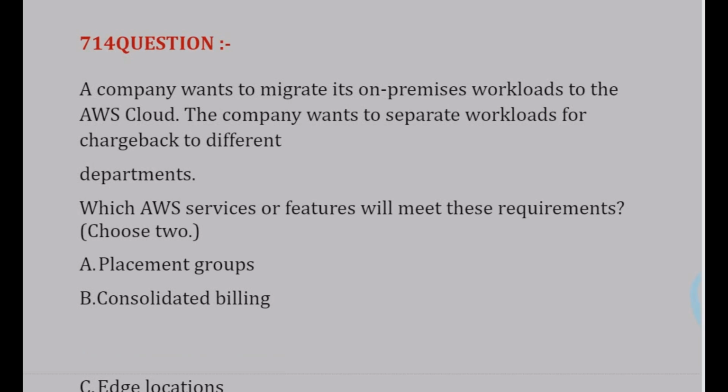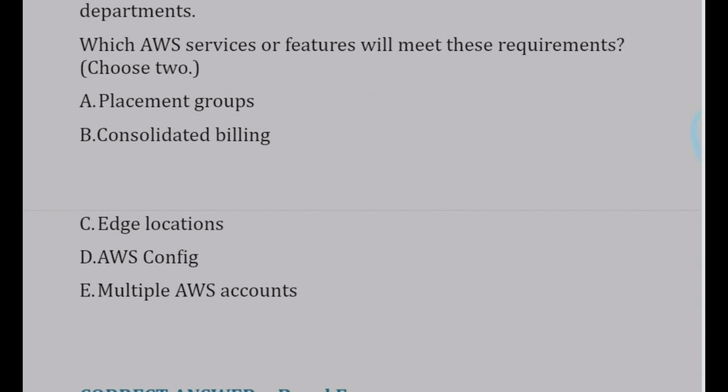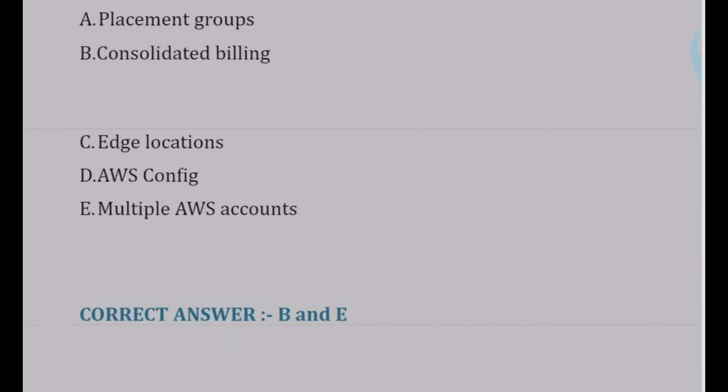Question is, a company wants to migrate its on-premises workloads to the AWS cloud. The company wants to separate workloads for chargeback to different departments. Which AWS services or features will meet these requirements? Choose two options. Option A. Placement groups. Option B. Consolidated billing. Option C. Edge locations. Option D. AWS Config. Option E. Multiple AWS accounts. Correct answer is option B and option E.